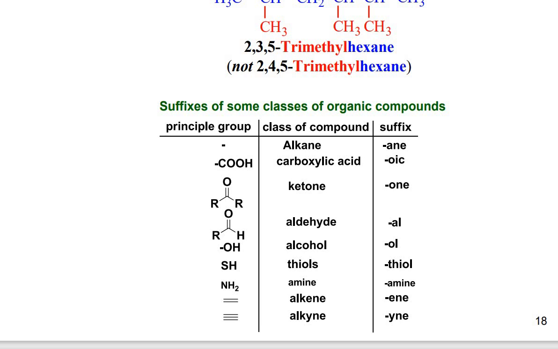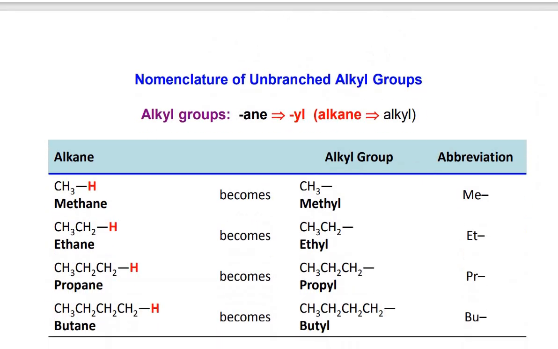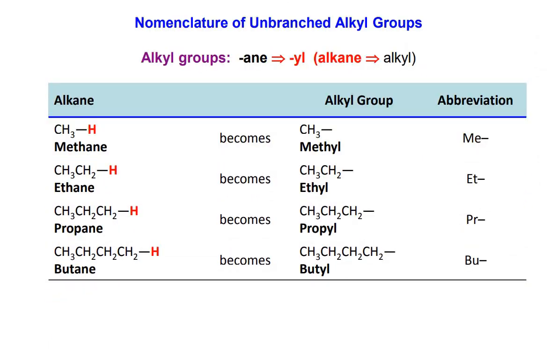You can see the COOH group, carboxylic acid, and suffix oic acid. Ketone, the suffix one. You know this is very basic chemistry. Just the representations, that is very important. Methane, if you remove a hydrogen, then it becomes methyl, then ethyl, then propyl, then butyl.